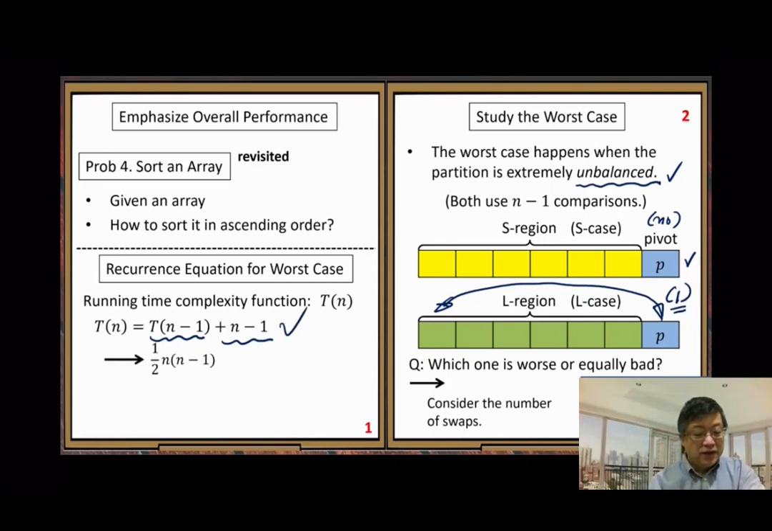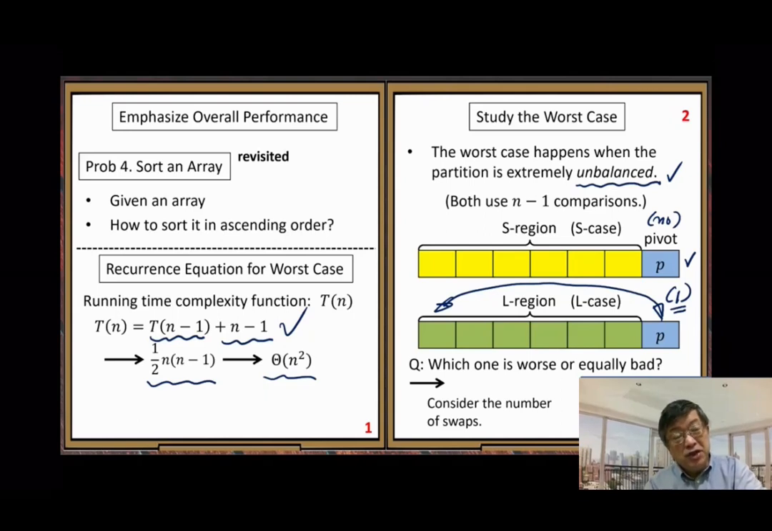Okay? So then, when you do iterations, you can get the total number of comparisons in this formula. So that is big theta of n squared. Big theta of n squared. Yeah. So that's pretty bad, right? N squared. So you can see for the quicksort, its worst case is still very bad.